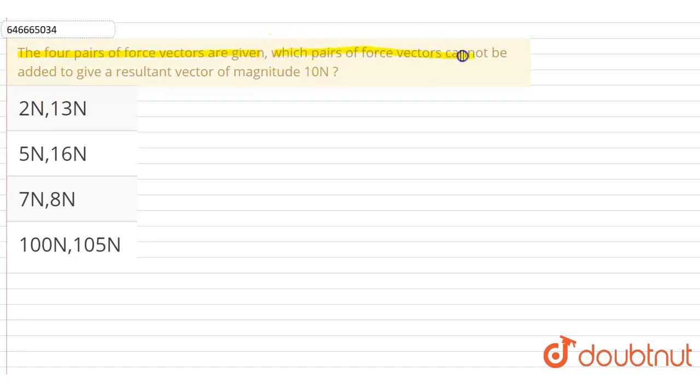Hello students, our question is: four pairs of force vectors are given. Which pairs of force vectors cannot be added to give a resultant vector of magnitude 10 Newton? So simply in this question we have to find the pairs which cannot be added to give a resultant vector of magnitude 10 Newton.